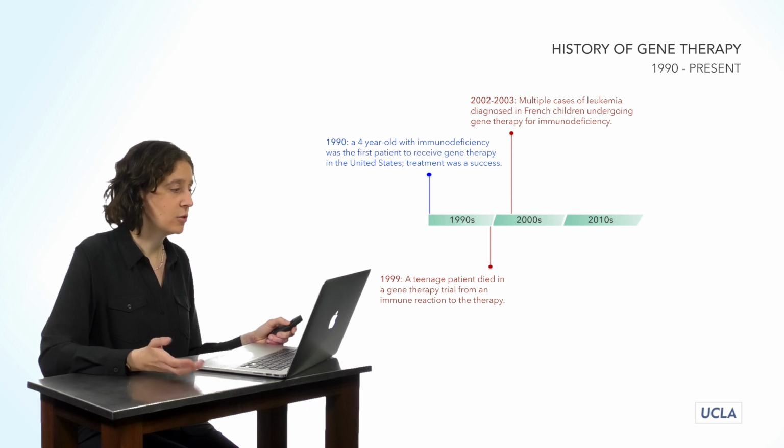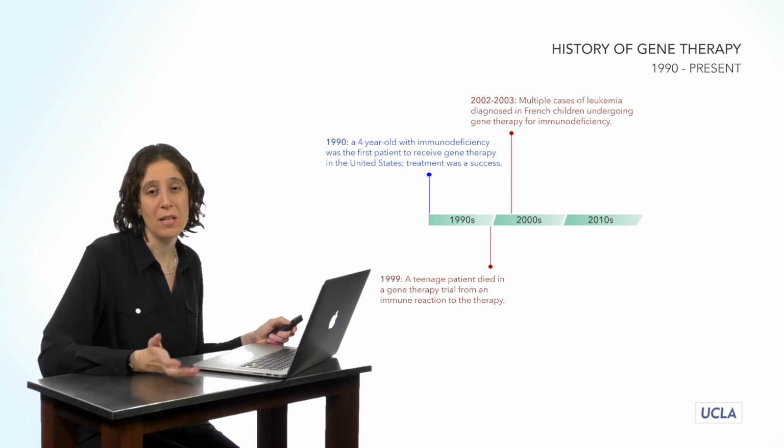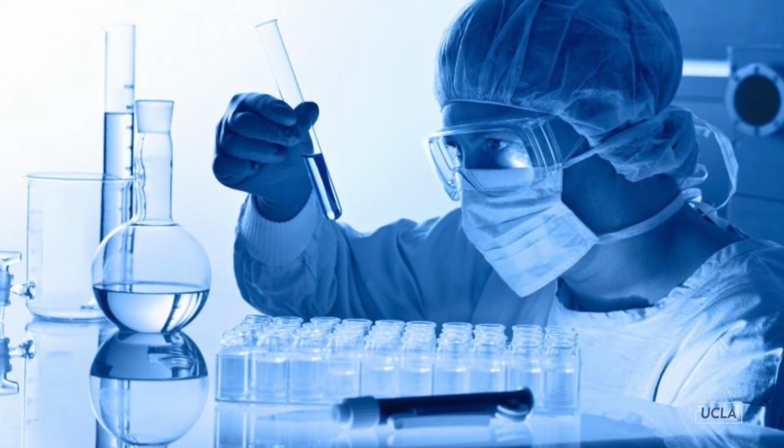And then in 2002 to 2003, a number of children in a gene therapy trial in France were diagnosed with leukemia resulting from their gene therapy. And this is thought to have happened because the viral vector, which was different from the ones that are currently used today, integrated upstream of an oncogene, and this caused the oncogene to be overexpressed, which resulted in cancer. So from these cases, it became clear that more research was needed before gene therapy could be considered safe. And so over the next few years, scientists developed much safer methods for gene delivery, such as the use of AAV vectors and the lentiviral vectors that are used today.